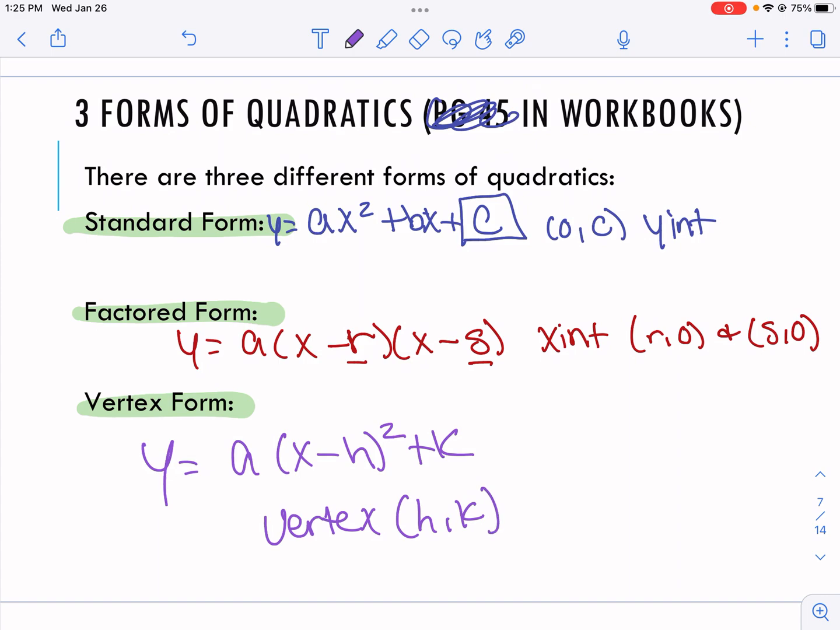I would make sure, if you need to pause this video to write down these three forms, we're going to refer back to them as we are given equations to identify their key features.